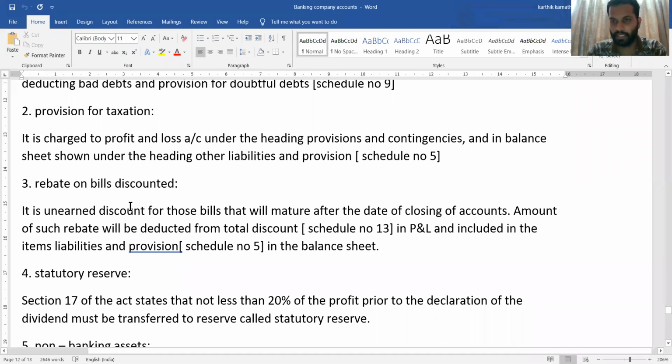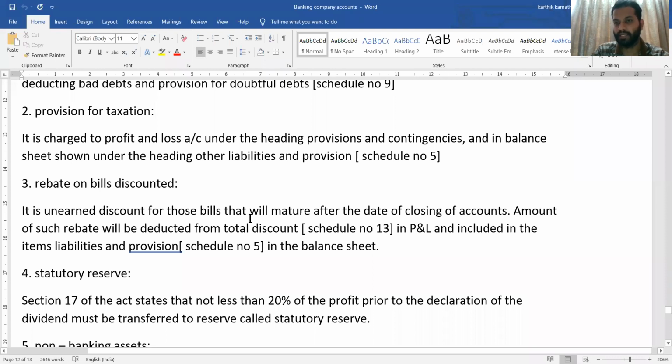Suppose the financial year closes on March 31st, and the date of maturity is June, for example. Then how are you going to calculate rebate? That is from 1st April to June, because that portion doesn't belong to the financial year. So that is rebate on bills discounted. It is an unearned discount for those bills which will mature after the date of closing accounts. From the total discount, you should deduct rebate on bills discounted.